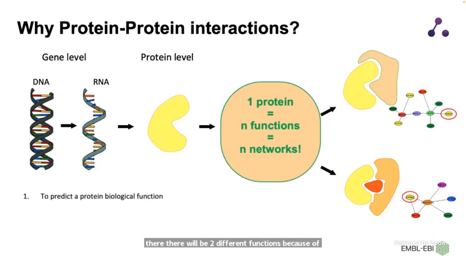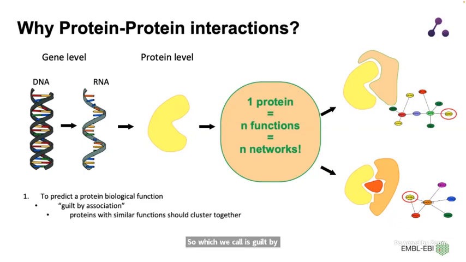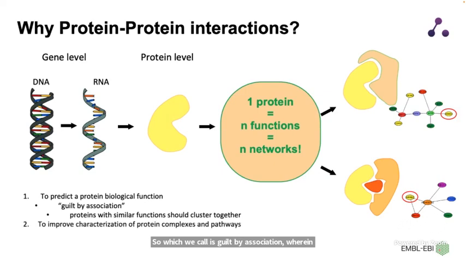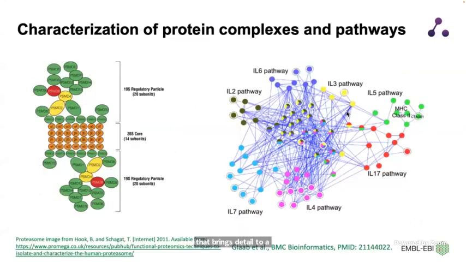Protein-protein interactions help us to predict the biological function of an unknown protein, which we call guilt by association, wherein proteins with similar functions are expected to cluster together. They also help us to improve our understanding of protein complexes and pathways, because the interaction networks work as a draft map or skeleton that brings detail to biological processes and pathways.